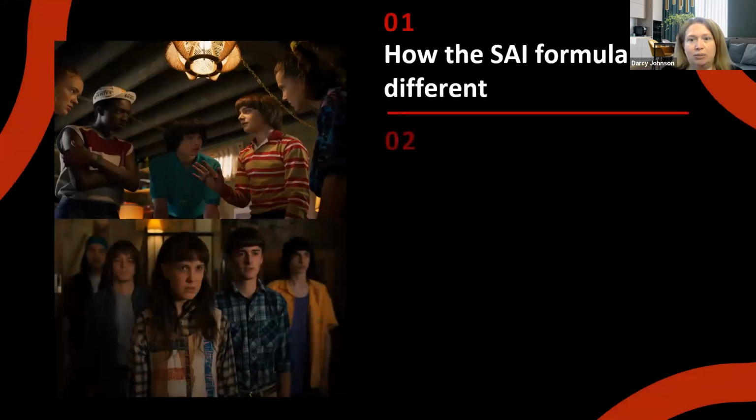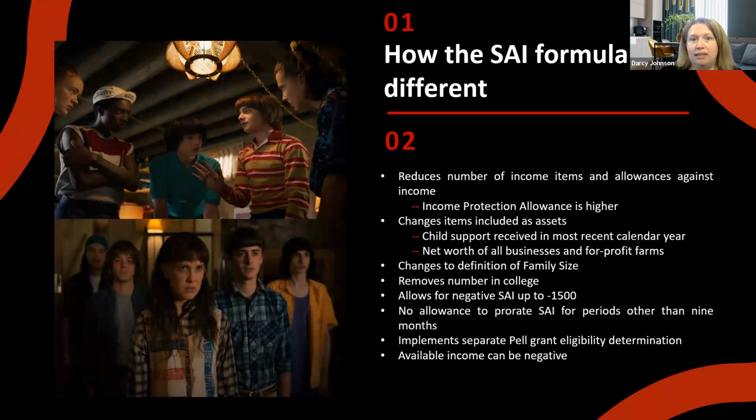All right. So how is the SAI formula different? SAI stands for Student Aid Index. The EFC, or expected family contribution, is going away. It's being replaced by the SAI. It's going to be calculated kind of the same, but a little differently. These are the changes. It's reducing the number of income items and allowances against the income, which you'll see on a future slide. However, the income protection allowance is higher, and it has changed items included as assets.